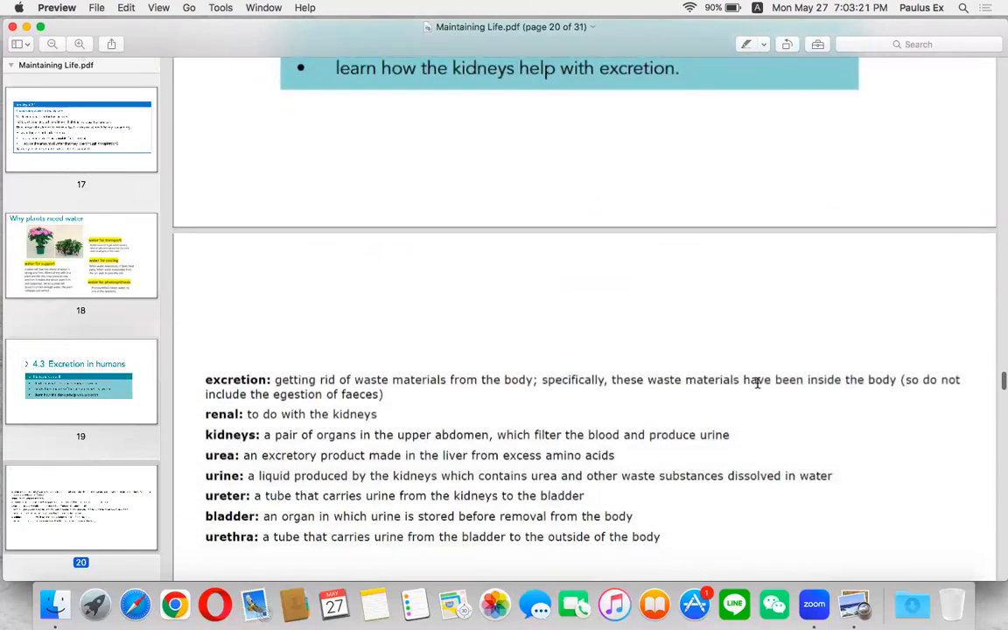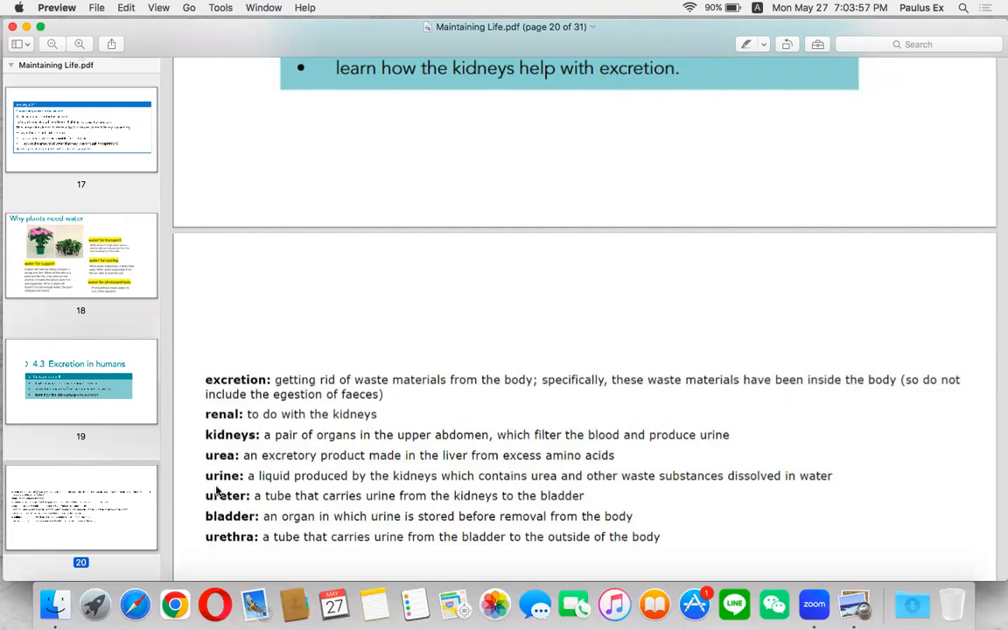This is the meaning of excretion. Renal relates to the kidneys, a pair of organs in the upper abdomen which filter the blood and produce urine. All people have two kidneys, located in the upper abdomen, on the left or right side of your stomach. There are two kidneys.